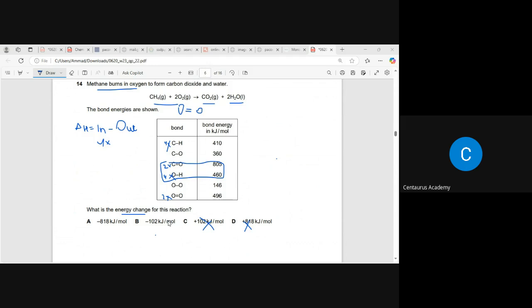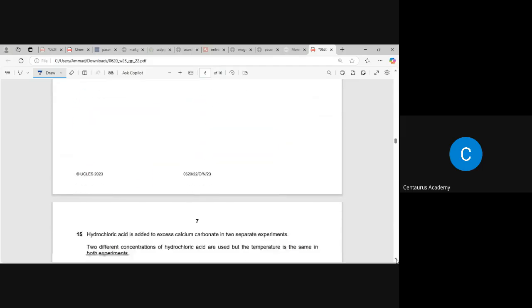Has everyone calculated the answer for 14? What is the delta H value? Yes, A is the right answer: minus 818. So I told you how you have to eliminate option choices C and D, since this is an exothermic reaction, an oxidation combustion reaction. So A here is going to be your answer choice. If you write down a displayed formula, it will be much easier for you to solve this one. Is everyone getting the same answer?